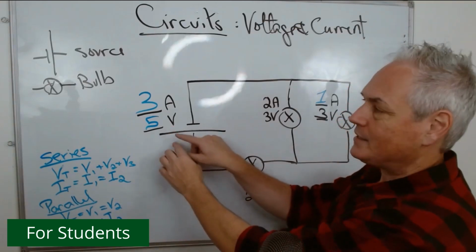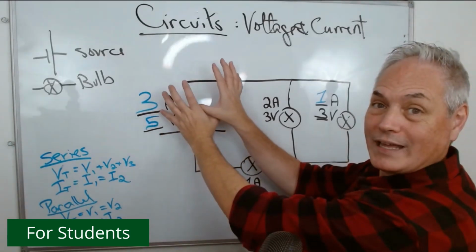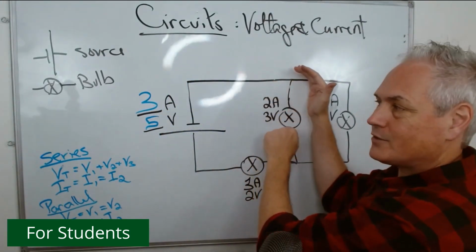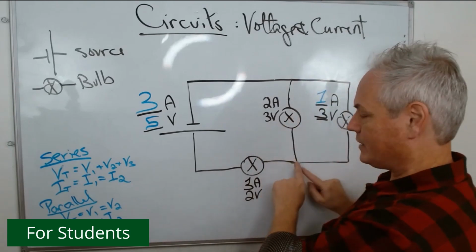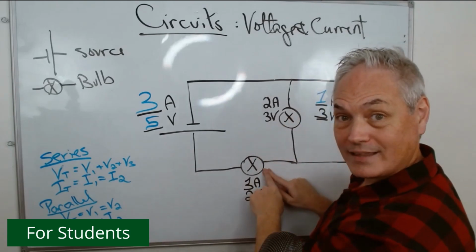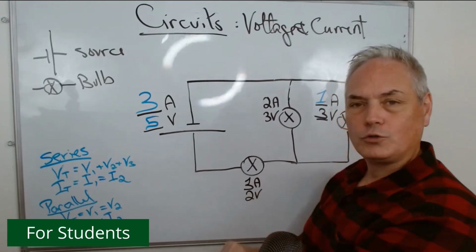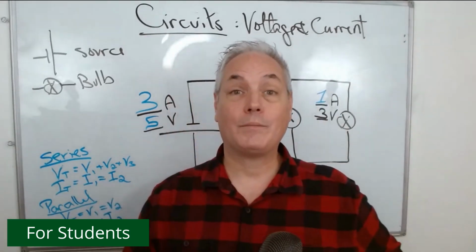So if we look at what's happening, we have 3 amps of electrons going this way at 5 volts. At this example here, 2 amps are going down at 3 volts. And here 1 amp is going there at 3 volts. They go here, they meet, and when they cross at the bulb right here, total amps is 3 and the voltage is 2. And hence we were able to find the missing information.